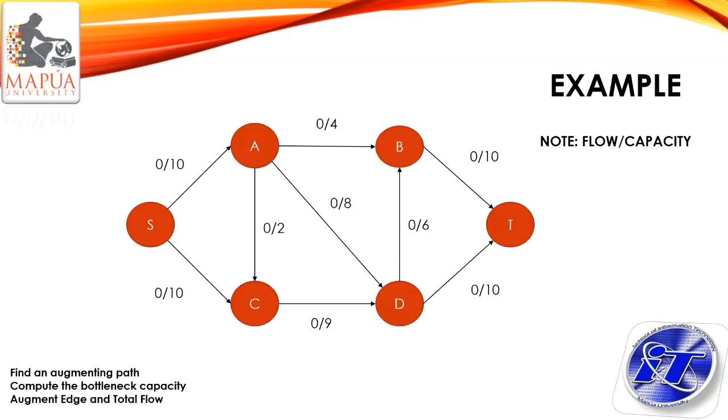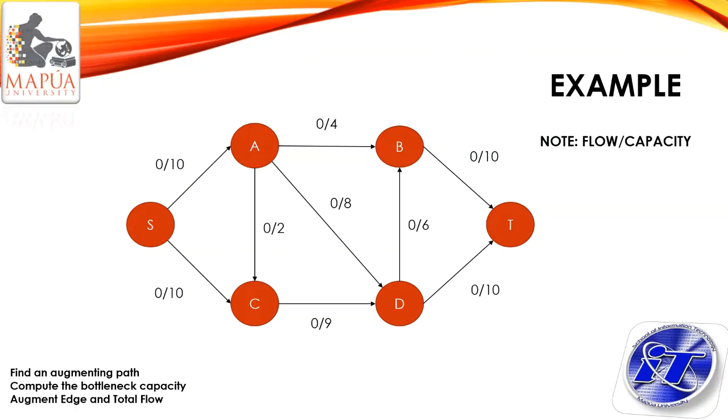So let's have this example. We have 6 nodes: S, A, C, B, D, T. The source is node S and the sink node is T. And we have different capacities here for different edges. By the way, the notation for the values that we could read here is flow versus capacity: the flow used on a certain path and the capacity of that edge.